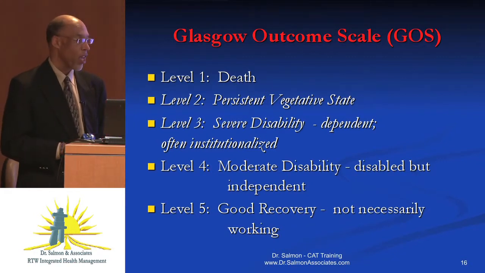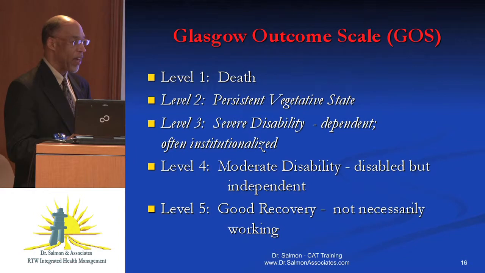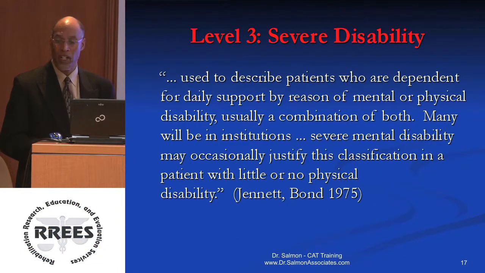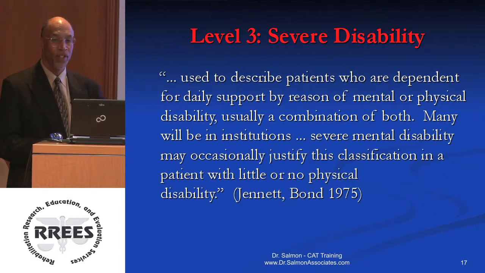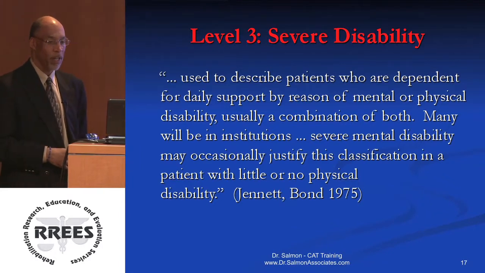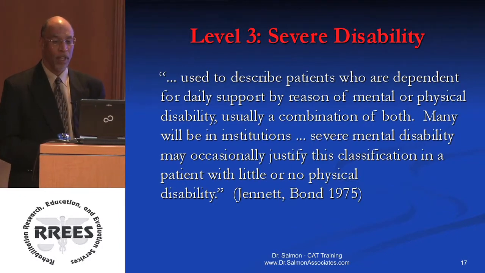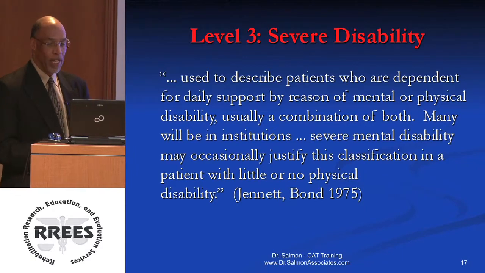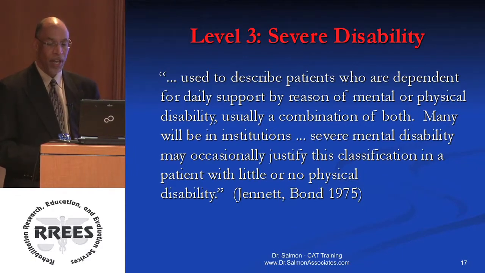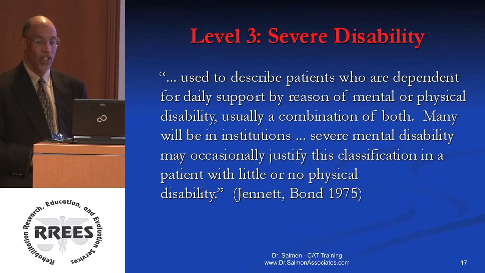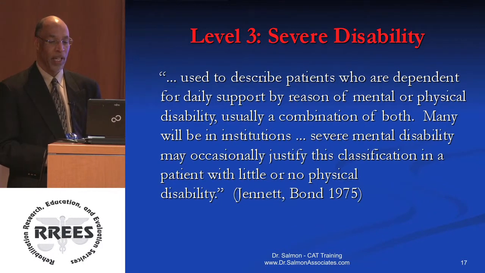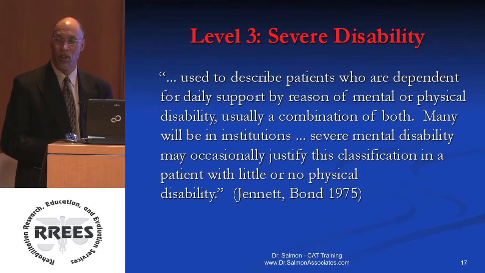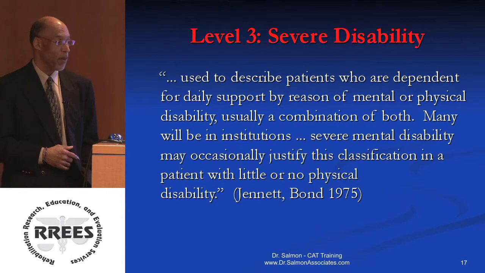4. So the actual definition that is used in the original Glasgow Outcome Scale is that severe disability is used to describe patients who are dependent for daily support by reason of mental or physical disability, usually a combination of both. Many will be in institutions. Severe mental disability may occasionally justify this classification in a patient with little or no physical disability. And that's referenced by the original neurosurgical authors, Jennett and Bond.